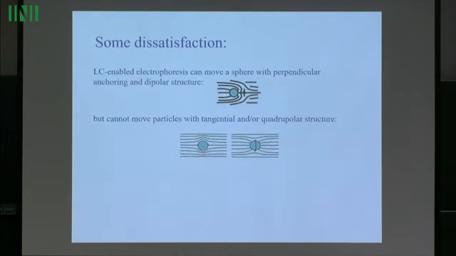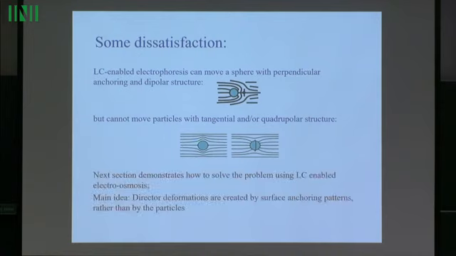So the only thing that is not satisfactory at this point is that I can move those particles, and as I said, these particles that are quadrupolar type of symmetry, these particles cannot be moved. But what if I need, for whatever reason, for separation or some delivery purposes, to move particles that set tangential alignment? And in the next section, I will show you how to do it, how to move these particles as well.